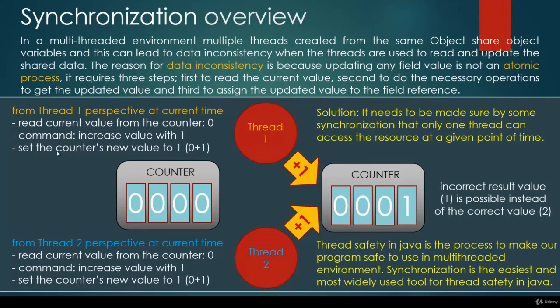So there are 3 main steps, but within these 3 steps, the second thread may get the value of the counter before the first thread updated. So this is why there may be inconsistencies. So what could be the solution?